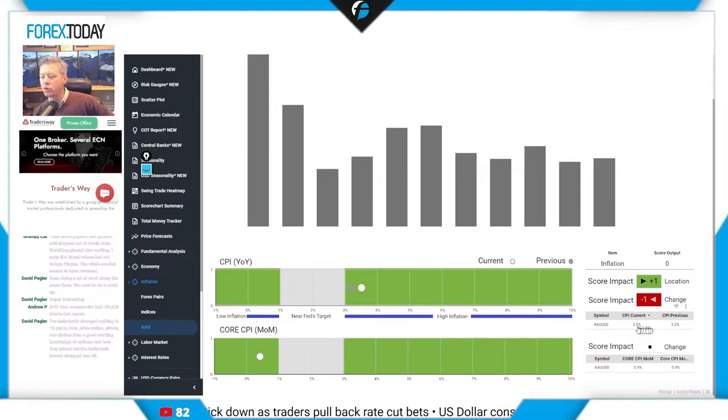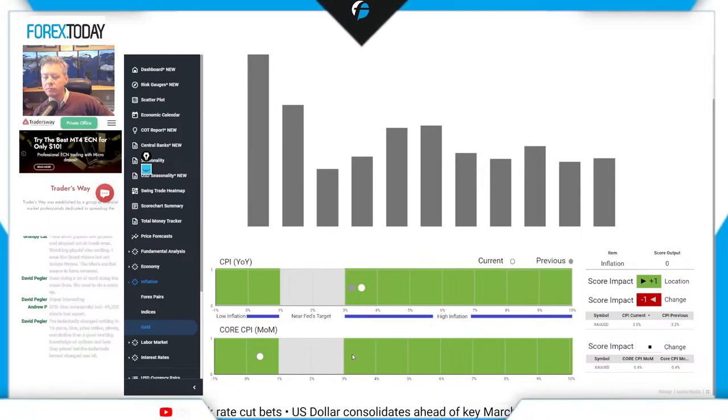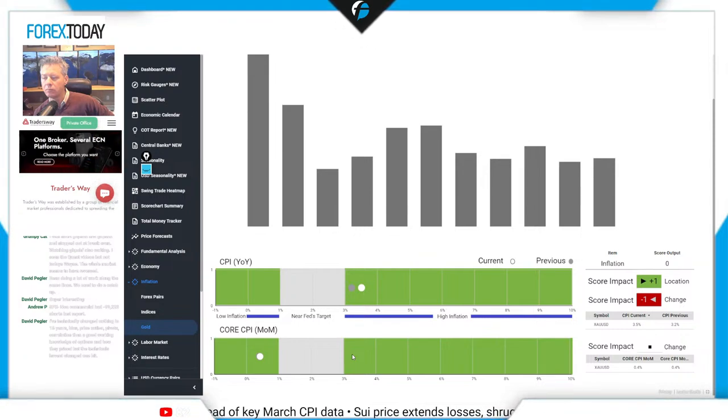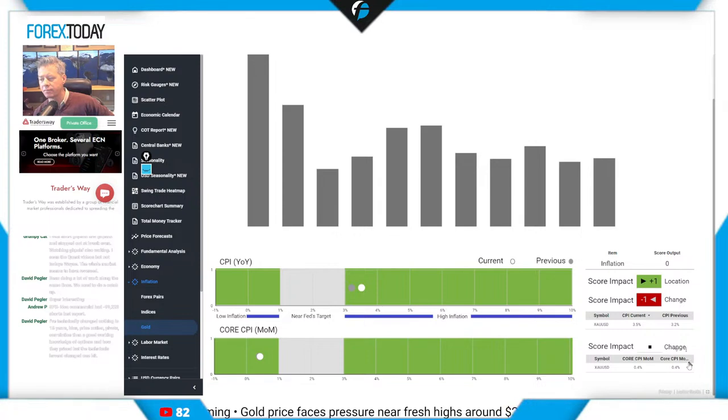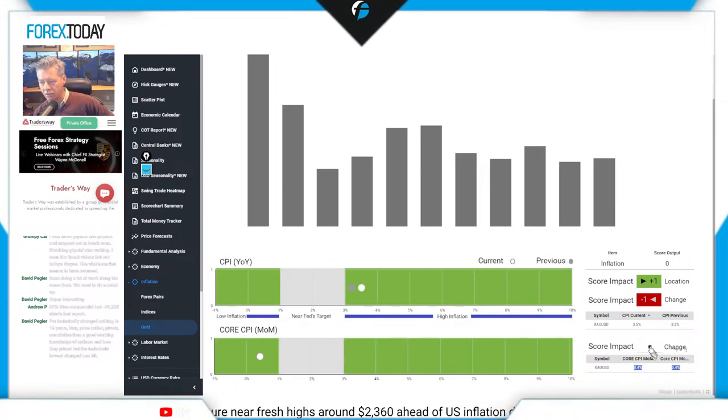CPI was 3.2. Now it's 3.5. Very bullish for gold. Okay, but priced in dollar, huh? Well, it's strong for dollar. So you'd think gold and dollar would go up, but dollar and gold would go down, if that makes sense. And then, of course, year over year, no change, no difference.